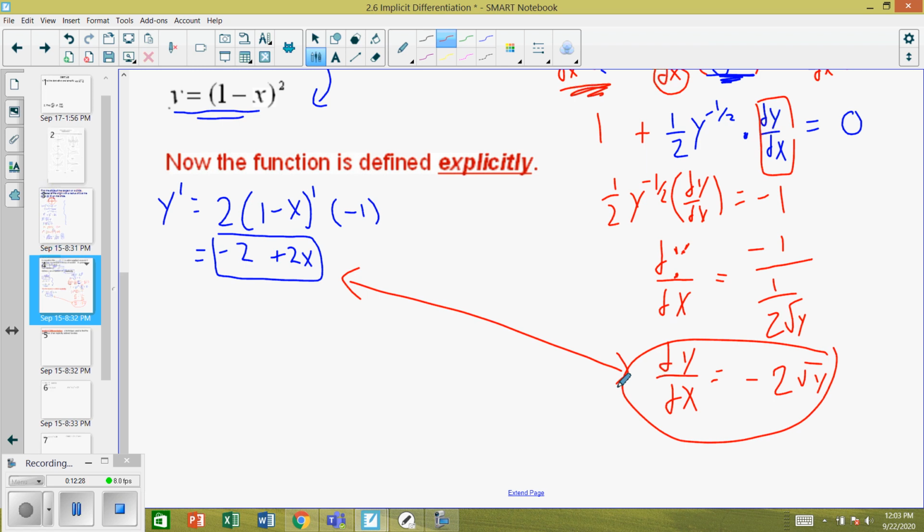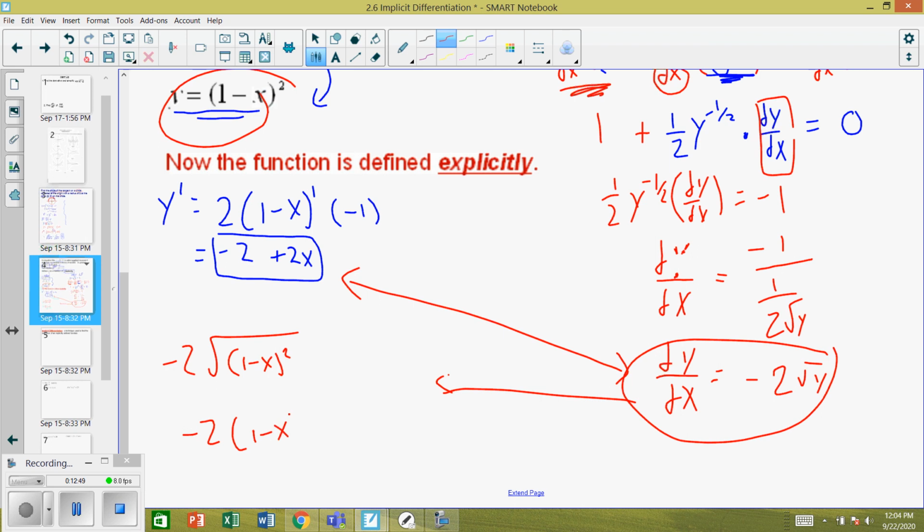I mean, if you think about it, if I plug in what the y equation is into this, so look at this. If I do -2 and the square root of y, well, y was just 1 minus x quantity squared, which is what we figured out up here. If I simplify that out, the square root of squared goes away, and I'm left with -2 times 1 minus x, which is the same thing as that function above. So they're both the same derivative. They're just in terms of different variables. One's in terms of just x explicitly. The other one may have x and y in it.